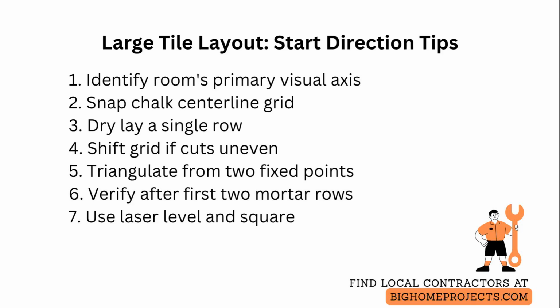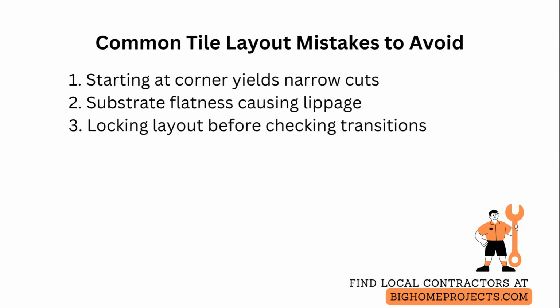Use a carpenter square and a laser level to keep long rows straight since large format tile magnifies even minor misalignments. A common mistake is starting at a corner or threshold without considering the room sightline, which often yields narrow, unsightly edge cuts. Solve this by dry laying rows both parallel and perpendicular to the sightline and choosing the option with the most balanced edge cuts.